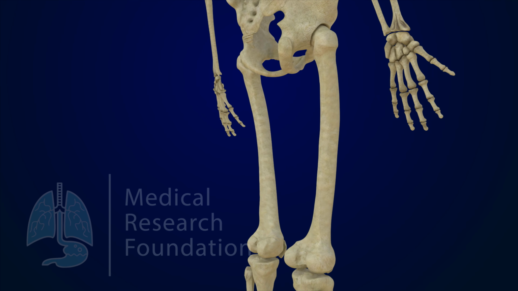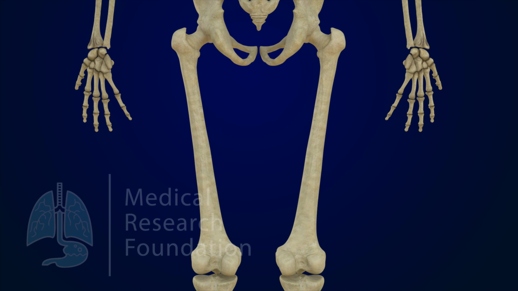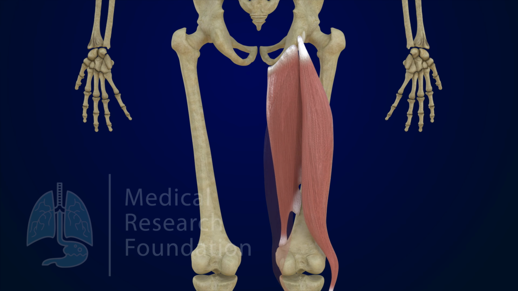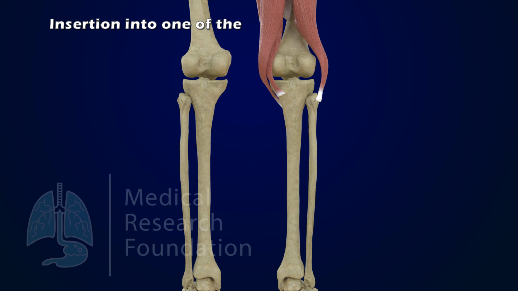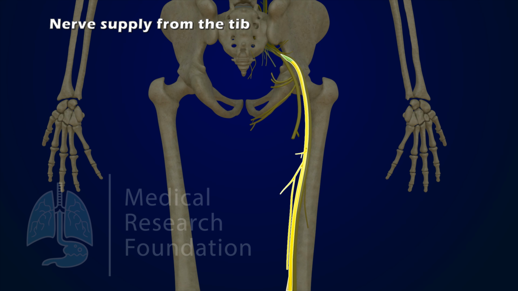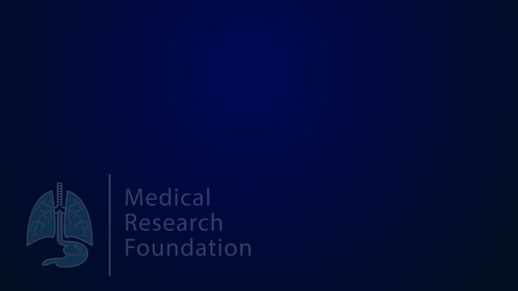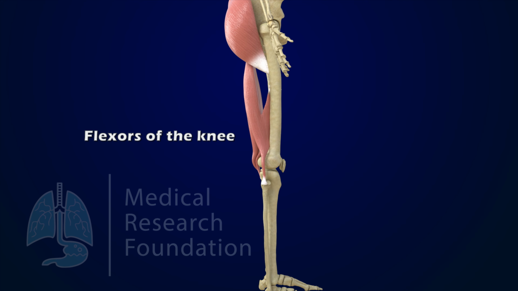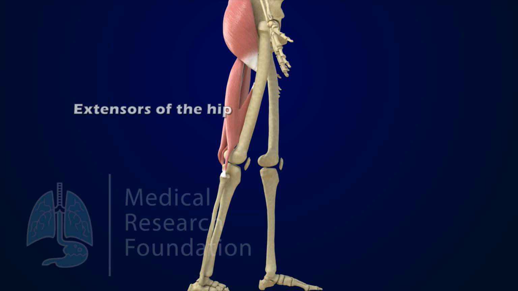The hamstrings share the following characters: origin from the ischial tuberosity, insertion into one of the bones of the leg, nerve supply from the tibial part of the sciatic nerve. The muscles act as flexors of the knee and extensors of the hip.